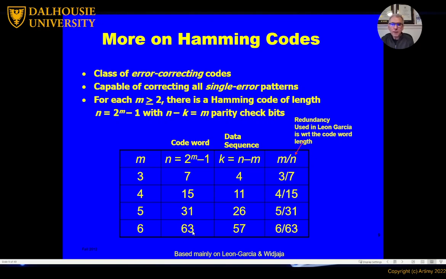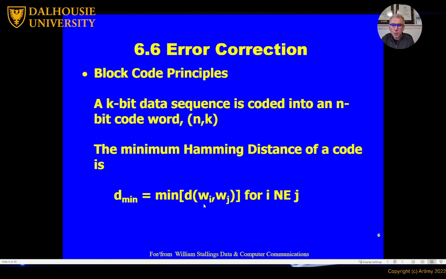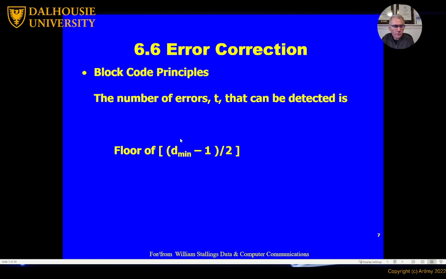So the idea behind the Hamming codes is we add more bits so that this formula becomes more than 1, right? So you can see that we need d minimum to be at least 3. So if you have 3 minus 1 is 2, divided by 2 is 1. So the floor is also 1. So we will be able to correct errors. So we need to increase the minimum distance between the code words.